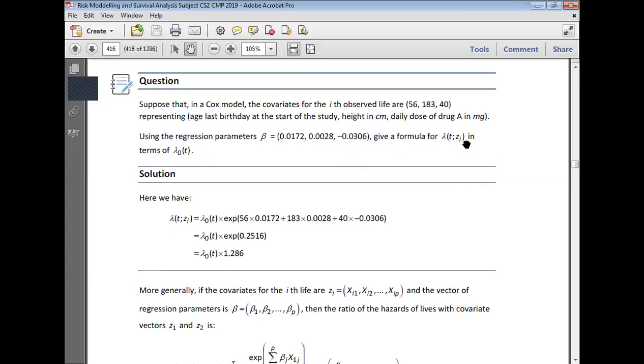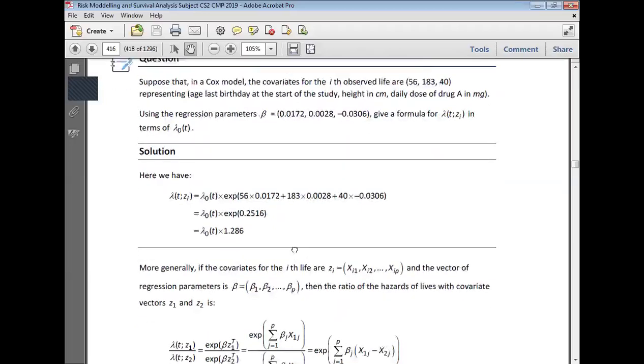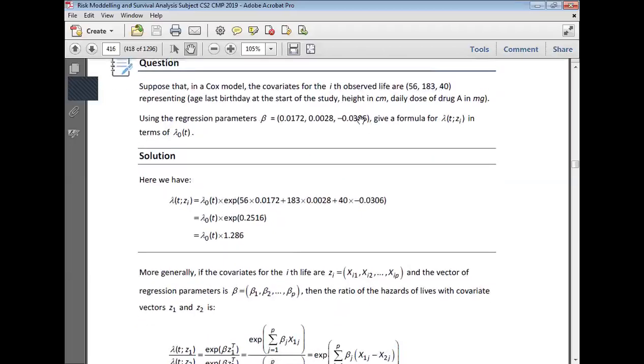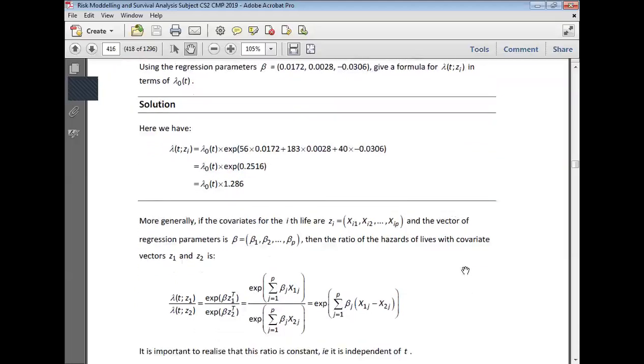And they give us a formula for the hazard function in terms of lambda 0 of t. So once you have this given to you, you just have to multiply this with that, this with that, and this with that, raise it to e, and multiply it with the baseline hazard. That is how you will define your hazard function if we are looking at the Cox model. I hope there is no doubt up until now.